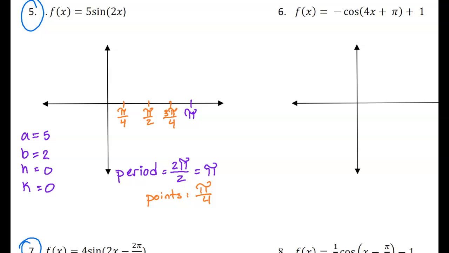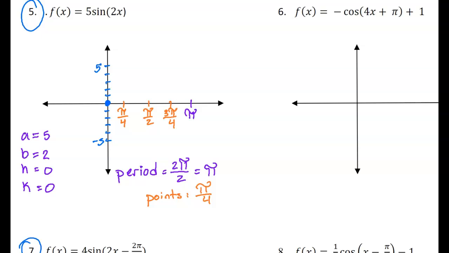So then you think about drawing this graph. It's a sine, and it hasn't been shifted up, down, left, or right, so it still starts at 0, 0. And my amplitude is 5. So I'm going to draw 1, 2, 3, 4, 5. That's going to be my max. And I'll do the exact same thing mirrored on the other side: 5, negative 5.